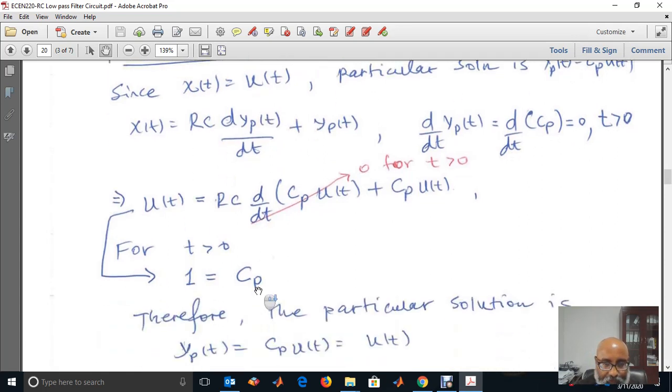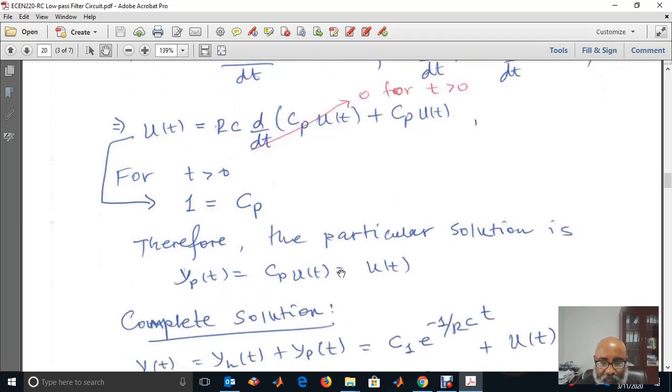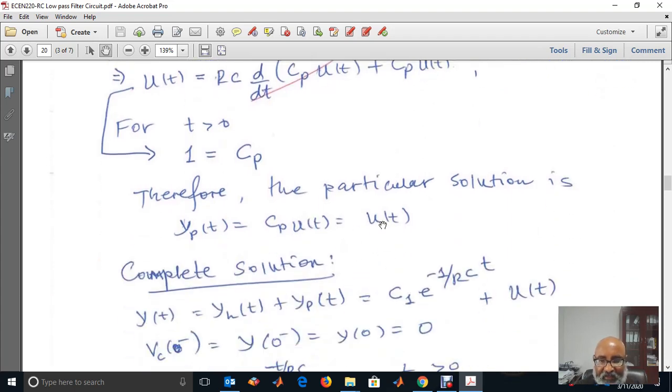That means the input is x(t) equals u(t), so this part is 0. So u(t) equals Cp times u(t), which means Cp is equal to 1. Therefore, the particular solution is equal to u(t).